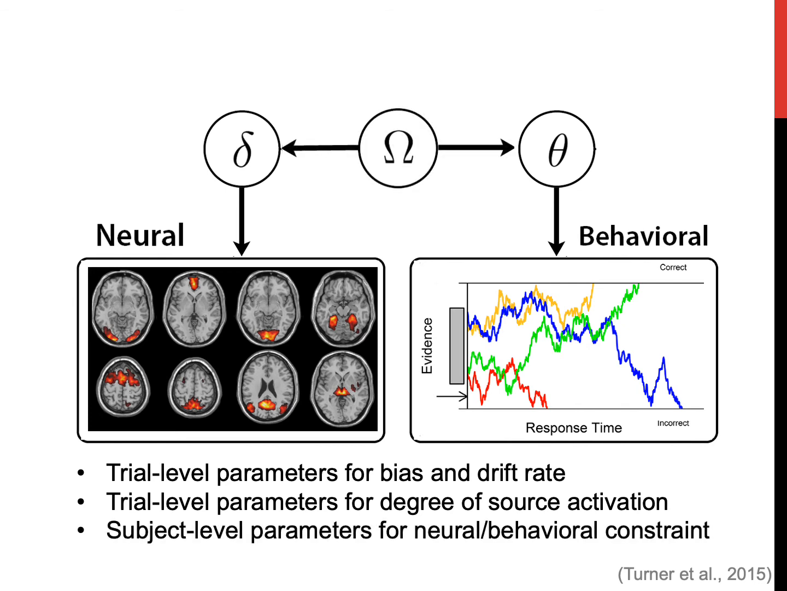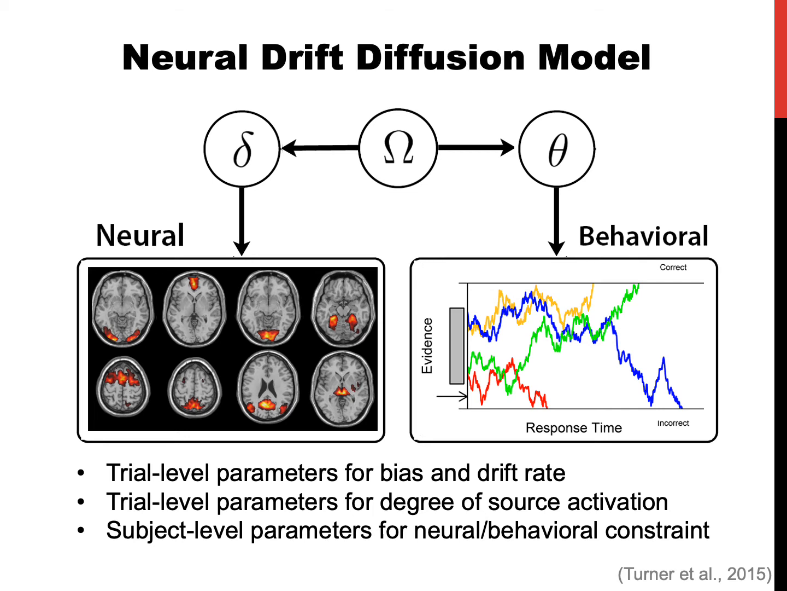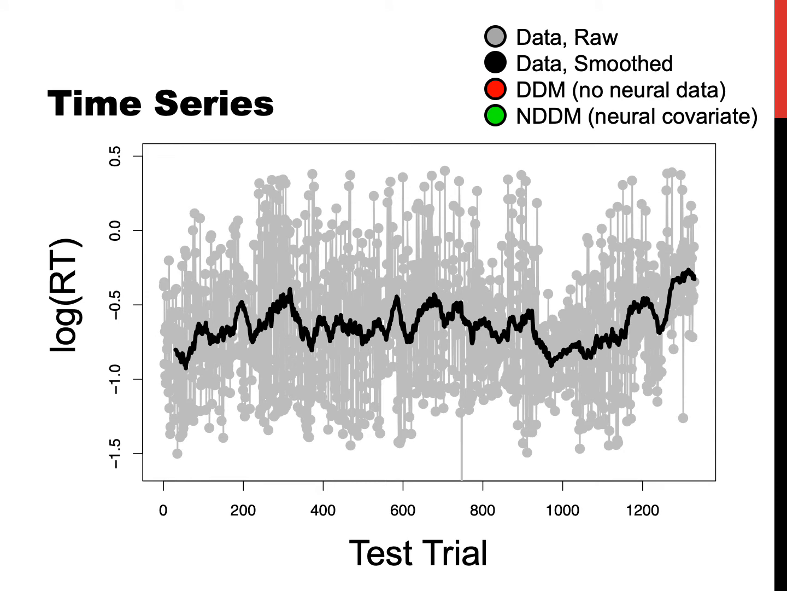The last step was to assume a linking function to control how fluctuations in the brain manifested in fluctuations in the cognitive model parameters through the linking function omega. We then refer to this model as the NDDM, as it simply extends the basic architecture of the DDM to include neural covariation. Now going back to the problem of stationarity, we can examine whether fluctuations in the RT data are predicted by the NDDM.